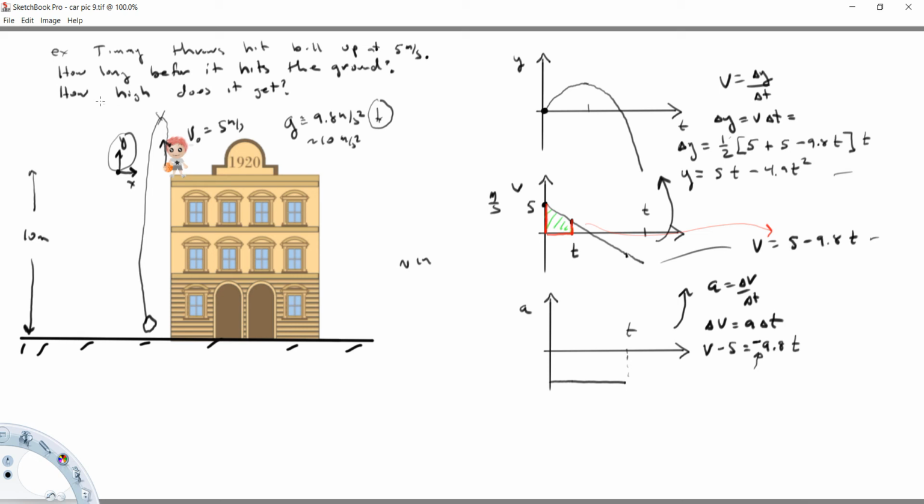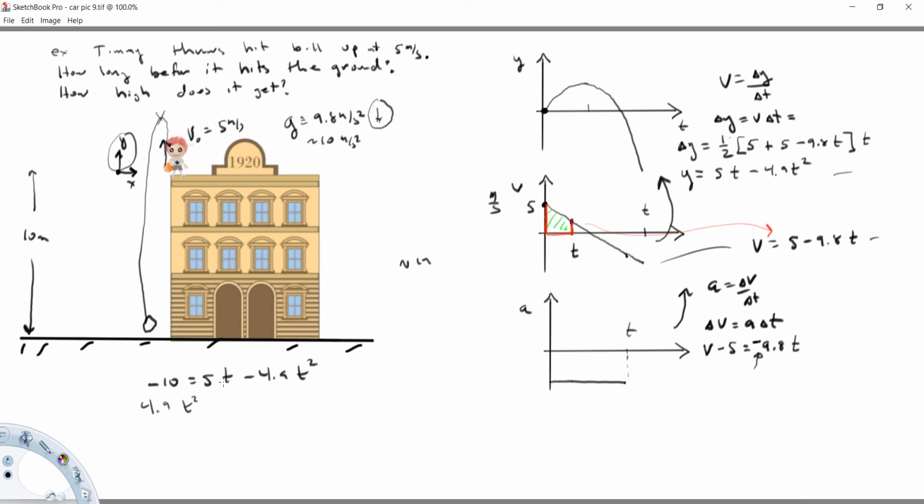Let's see, how long does it take before it hits the ground? So when that ball gets here, it is 10 meters below where it started. So its final y coordinate is -10. What I'm going to do is put that into this position function. I'm going to do the work over here. -10 equals 5t minus 4.9 t squared. And now it's just a matter of solving this for t. It's quadratic.